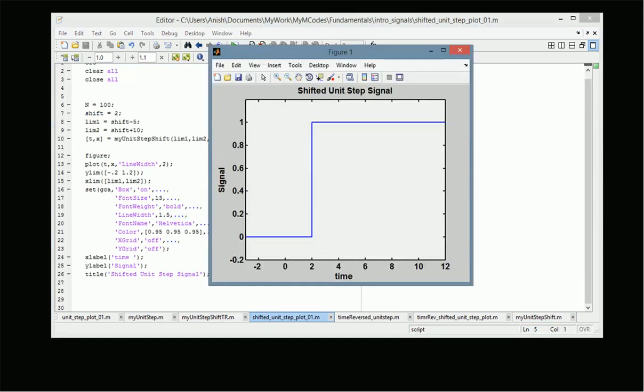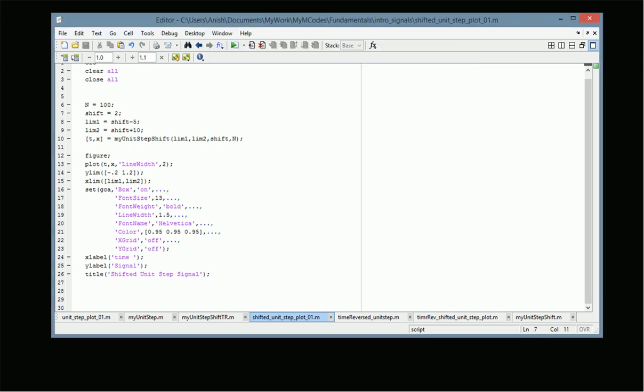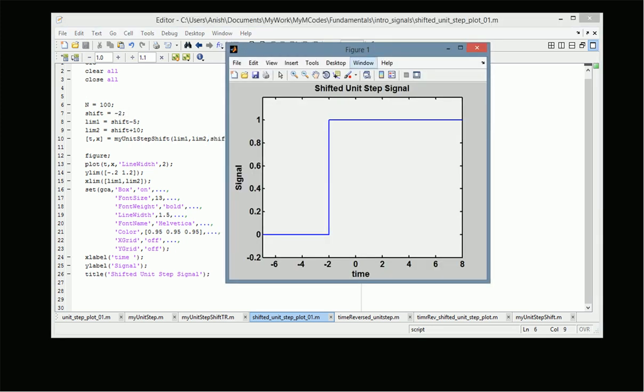So for example, when we shift the unit step signal by a value of 2, we can clearly see that the signal value 1 starts at t equal to 2, and up to that point it is 0, and it is 1 after that point 2. So we can change this value to a negative also, and we can clearly see that the starting point of the signal is at minus 2. That is, the signal is advanced by 2. So it starts at t equal to minus 2, and it is 1 for all the values greater than minus 2, and the signal is equal to 0 until the value minus 2. So this is the shifted version of the unit step signal.